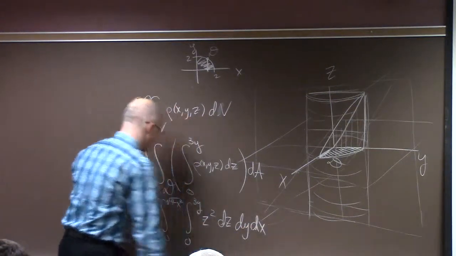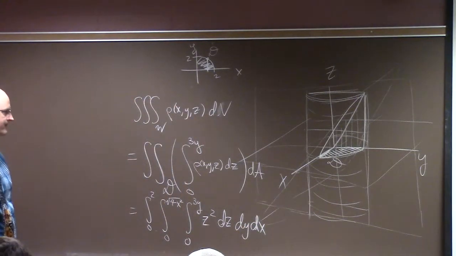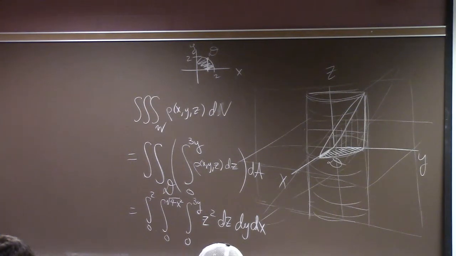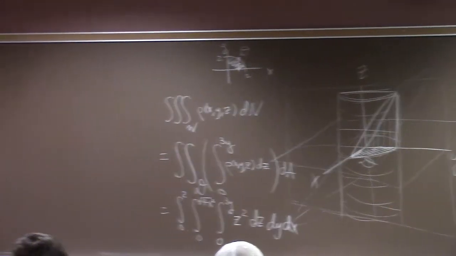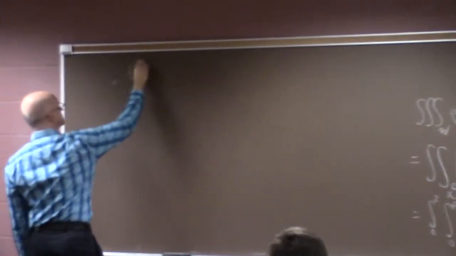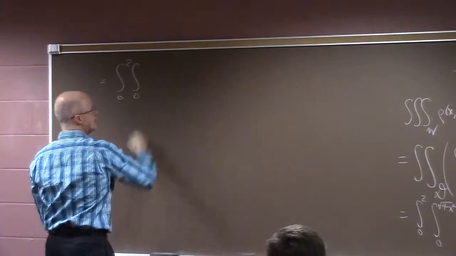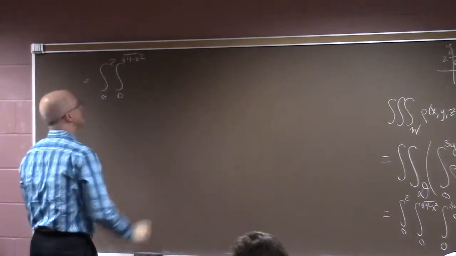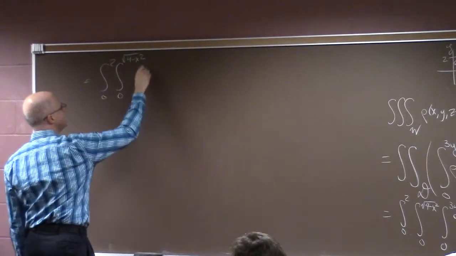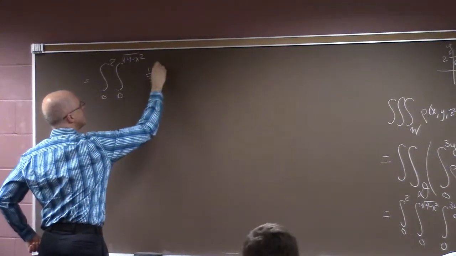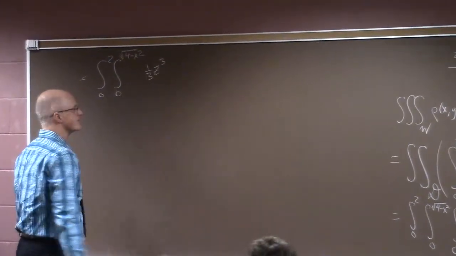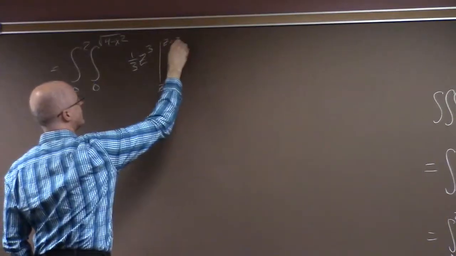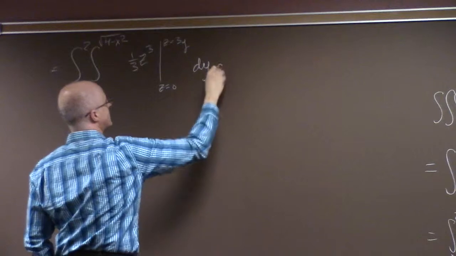Here's how we do the integral in rectangular coordinates. I'll walk over here to actually do the integral. It's actually not too bad. Even though there's a square root of 4 minus x squared there, it turns out nicely. Do the inner integral with respect to z. Get a 1/3 z cubed. Z goes from 0 to 3y. And you've got your dy dx.